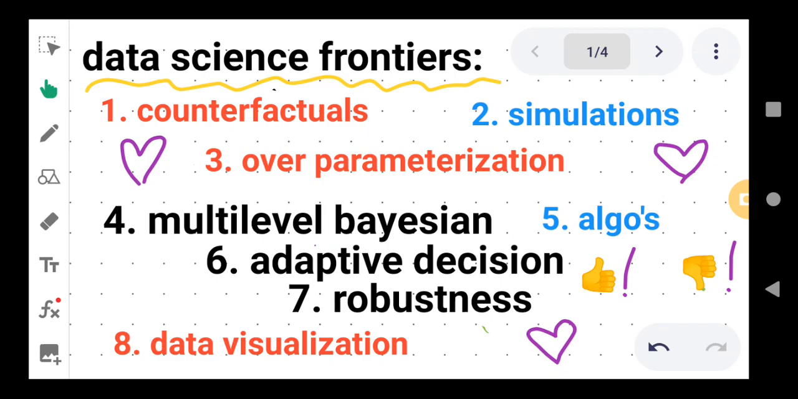Okay, so today we're on to frontier number 4. Basically this series of videos is to talk about the biggest discoveries in data science and statistical science over the last half century. Today we are on to topic number 4, which is Bayesian multi-level modeling, or simply multi-level models. So let me bring up that page.